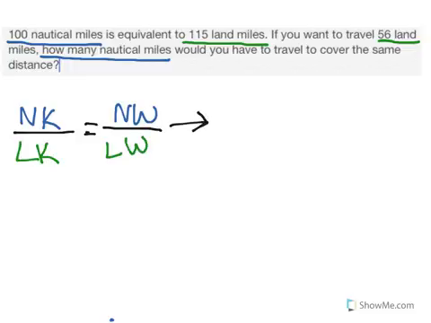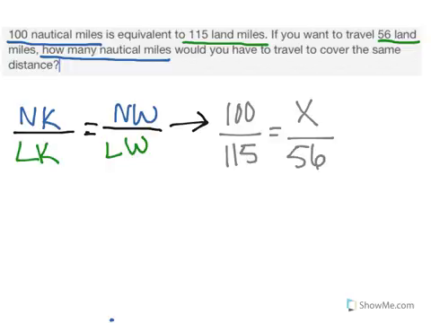So if we go ahead and fill in this information, we have that 100 nautical miles is equivalent to 115 land miles. And then this second fraction, the numerator asks how many nautical miles. So that's going to be our x. And the denominator here is the land miles that we want to travel. So we want to travel 56 land miles.